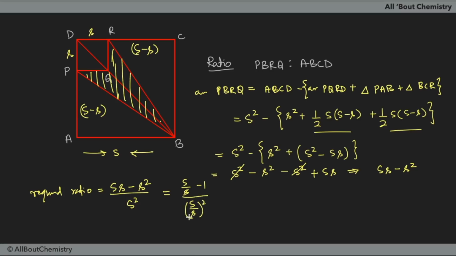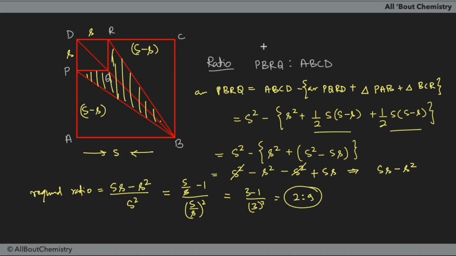capital S upon small s whole square. Now the value of capital S upon small s is given to you as 3. So this will become 3 minus 1 divided by 3 square, and that will be 2:9. So that should be your answer for this particular question. Alright, so that's how it has to be done. Pretty straightforward, but you just have to be careful with these things, right?